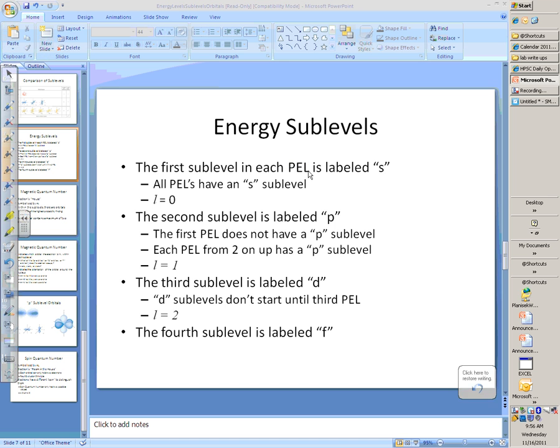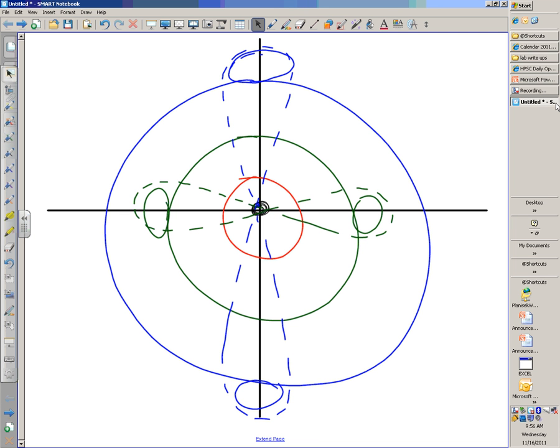PEL being principal energy level. So the first sublevel in each principal energy level is called an S, and those are the spherical ones. If you look back at this picture, every time I change color, what's the first thing that I drew? A circle, because that's the first one. The first sublevel within an energy level is always a circle.